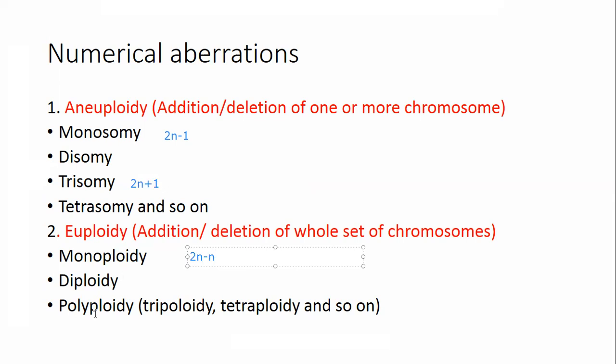And the third type is named polyploidy. Poly means many, ploidy for chromosome. So many chromosome sets are added in case of polyploidy, that may be divided into triploidy, tetraploidy, and so on. So on the basis of the number of haploid sets, we can name the polyploidy as triploidy, tetraploidy, pentaploidy, and so on. So triploidy is represented as 3n, means 3 haploid sets are present in that individual, while tetraploidy is represented as 4n, so 4 haploid sets are present in that case. So these are the two types of numerical aberrations, aneuploidy and euploidy.